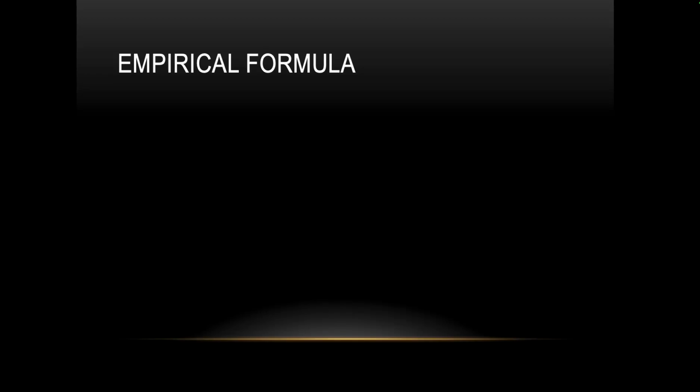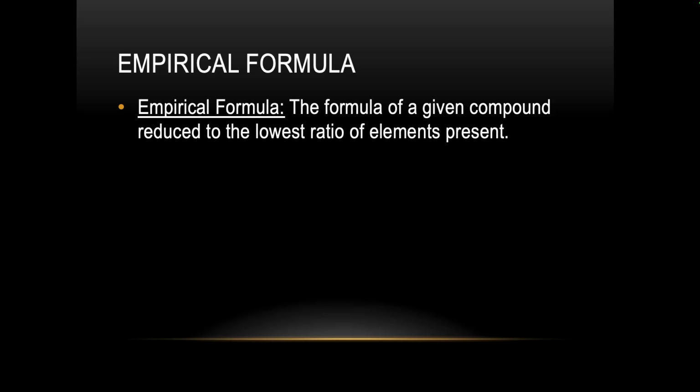Our next topic is called empirical formulas. Sometimes you'll hear people use the term empirical data. It is the most basic data, most simplified data. It's the raw data before you do anything with it. It's kind of the same thing here. Empirical formulas are the formula of a given compound reduced to the lowest ratio of elements present.